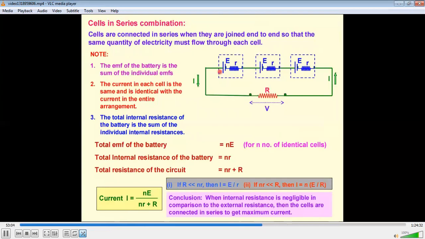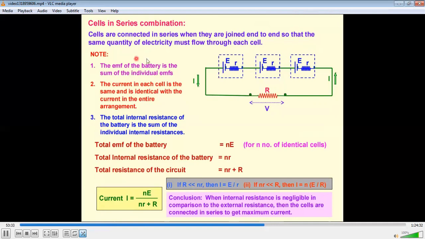So the EMF of the battery is the sum of the individual EMFs. You have to remember that all the EMFs will be summed. The current in each cell is the same and is identical with the current in the entire arrangement. That means the amount of flow of electric current is I, so the electric current of individual cells will be the same. Number 3, the total internal resistance of the battery is the sum of the individual internal resistances.